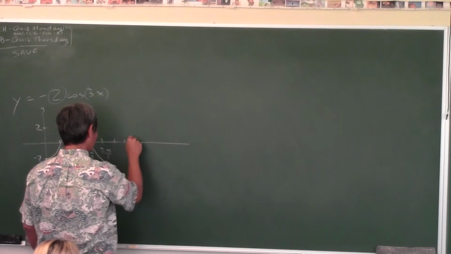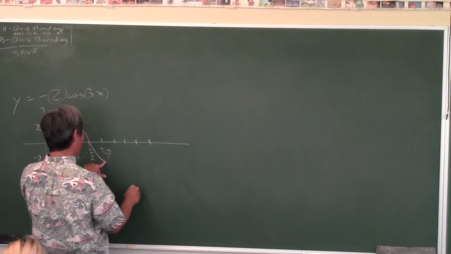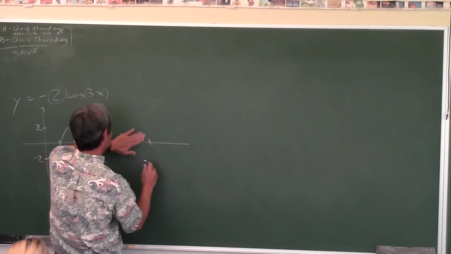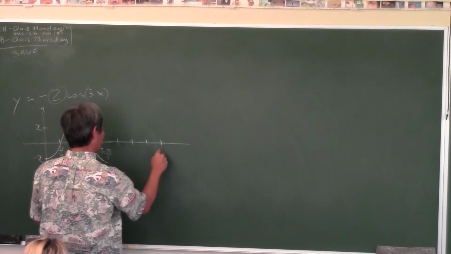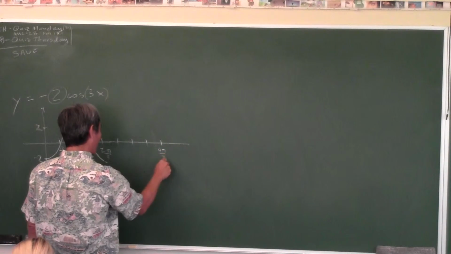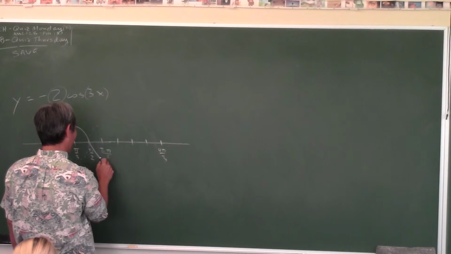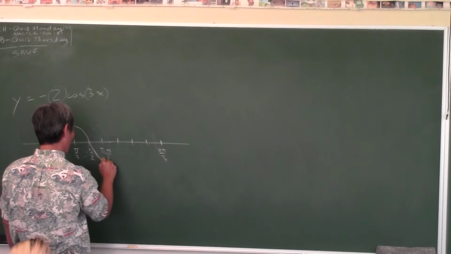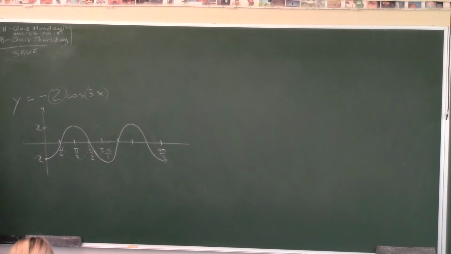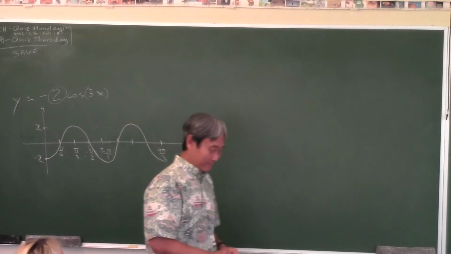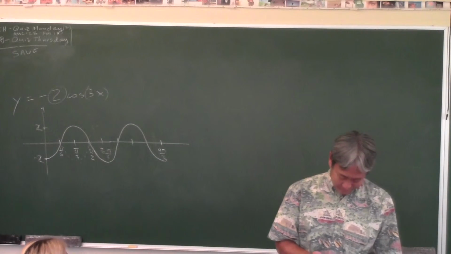So 1, 2, 3, 4. So if that's 2 pi over 3, this doesn't look like the same length, so I'm going to do it again. Okay, so if that's 2 pi over 3, that's 4 pi over 3 then, right? And then it's just going to keep following the same pattern. That's not one of my best creations. Good enough. So that's what's expected from you. If you want to put more periods in, you can. But it says at least 2.